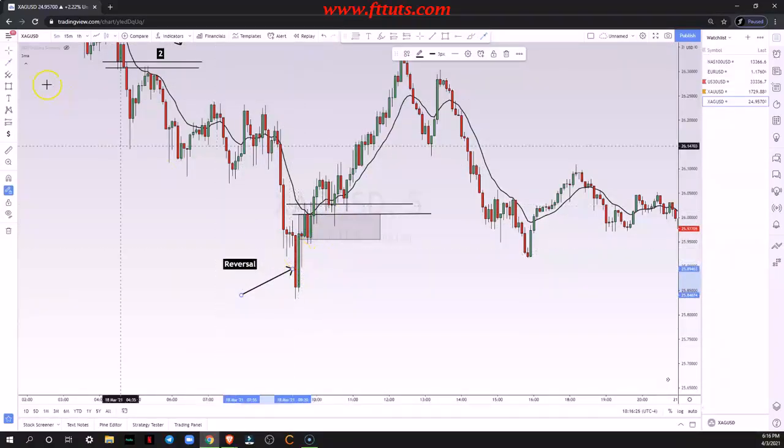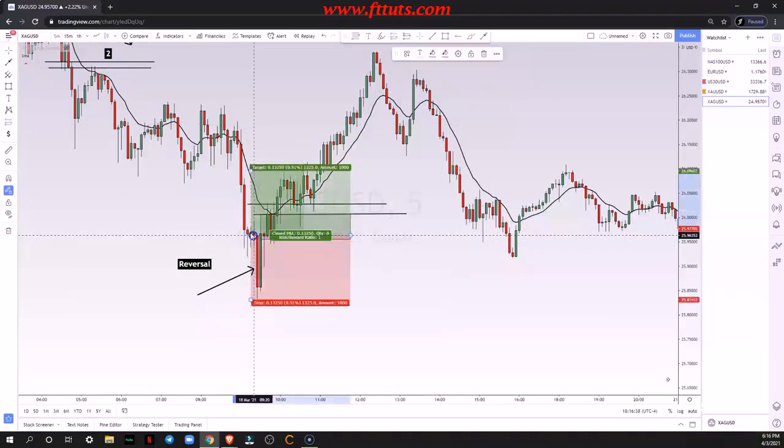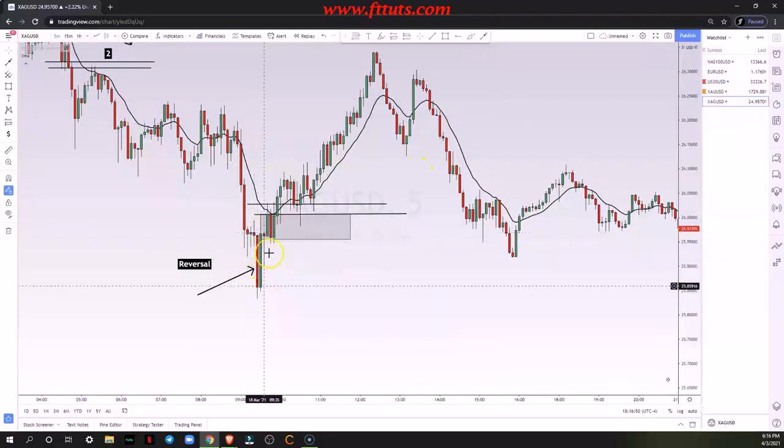Now this is a reversal pattern. Once we see this, we should be getting in for the buy right here and aiming for a 1-to-1. Now if you're not so sure about getting in right here, just wait. Setups are going to happen, but that is a reversal wipeout bar.